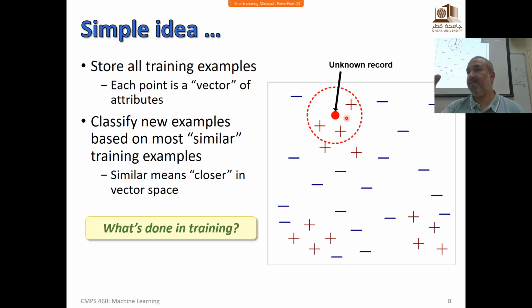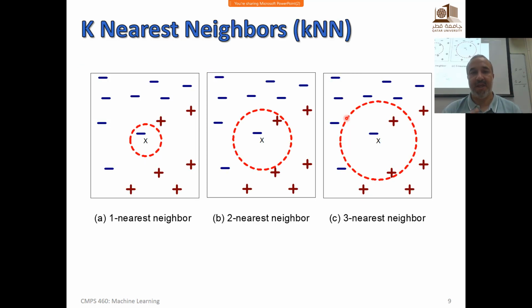You have a question? Salam? Is that clear? You get the training examples? Okay. We'll just keep them until we need to do predictions. If we get a new example, then we start to look at the training examples, find the closest ones, and then we give the prediction based on that. Okay, so we do nothing in the training.